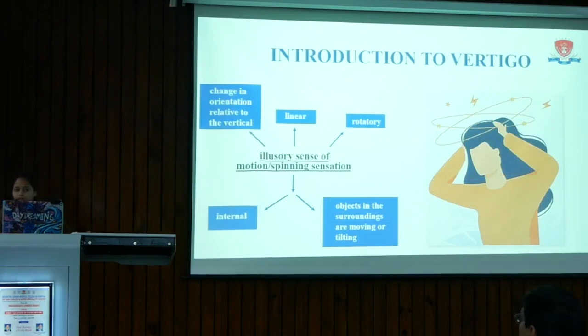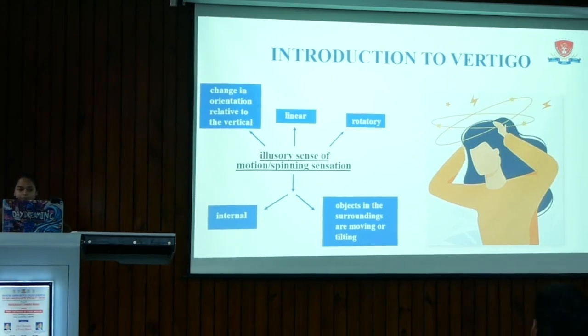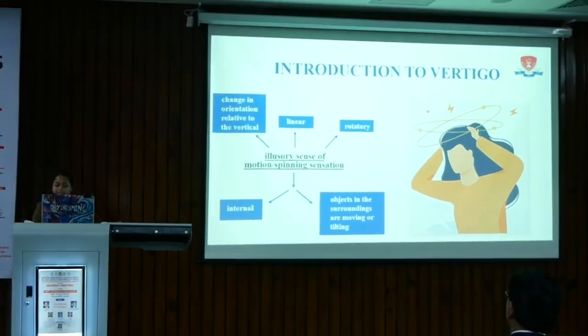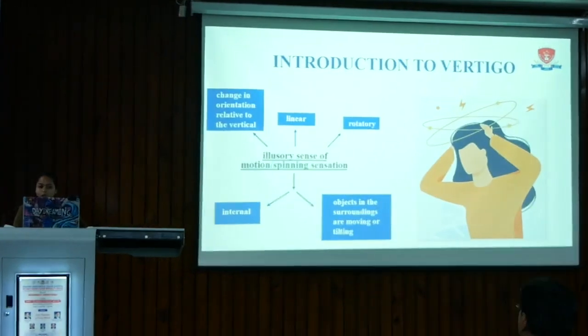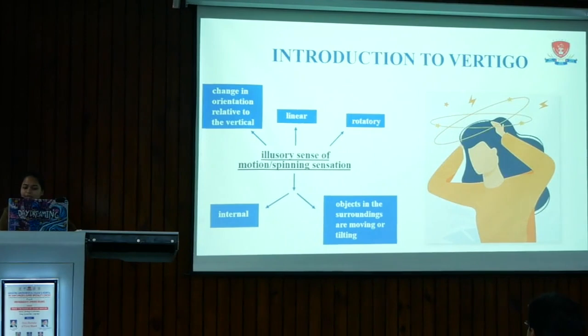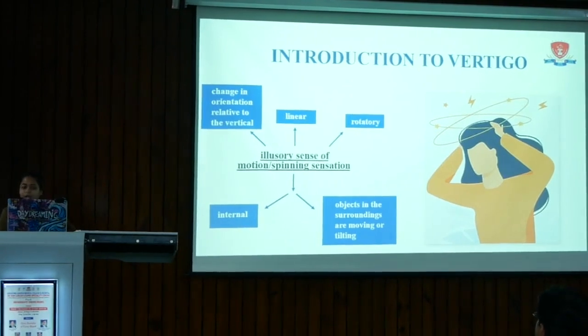Good afternoon all. I'll be briefing you about the topic vertigo. So vertigo is an illusory sense of motion or spinning sensation which can be internal, or the patient can feel that the objects in the surrounding are moving or tilting. This can be linear, rotatory, or change in orientation relative to the vertical direction.